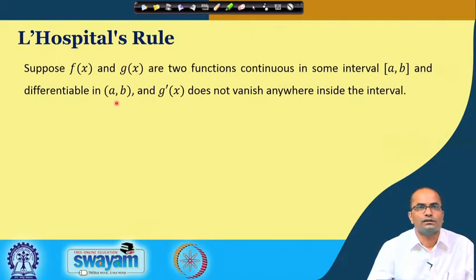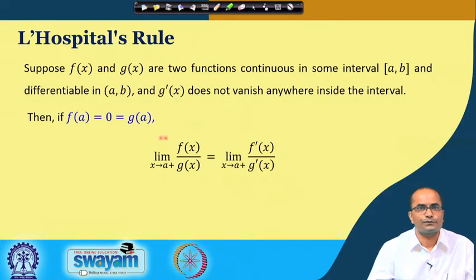So, what is this here? Let us go through it. Suppose f(x) and g(x) are two functions, continuous in the closed interval [a, b] and differentiable in the open interval (a, b), and g prime, the derivative of g, does not vanish anywhere inside the interval. All these conditions are the conditions of the Cauchy mean value theorem, or the generalized mean value theorem, we have just seen today.